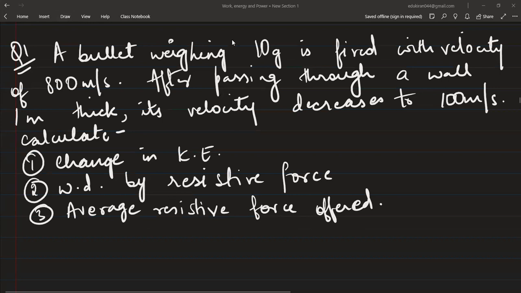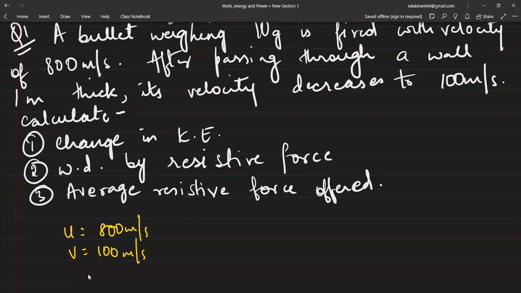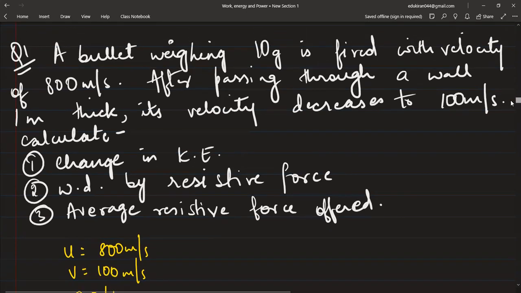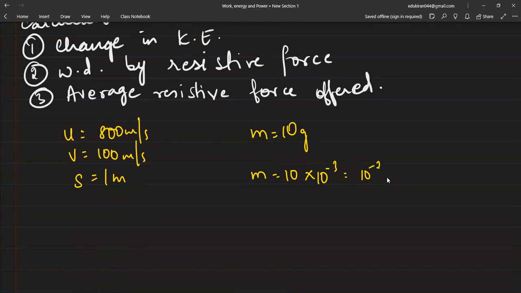So it says a bullet weighing 10 gram is fired with velocity of 800 meter per second. After passing through a wall 1 meter thick, its velocity decreases to 100 meter per second. So it means initial velocity is 800 meter per second, final velocity is 100 meter per second, displacement is 1 meter, and mass is 10 gram. Firstly, you have to convert it into kg. So 10 to the power minus 3, so this is 10 to the power minus 2 kg.